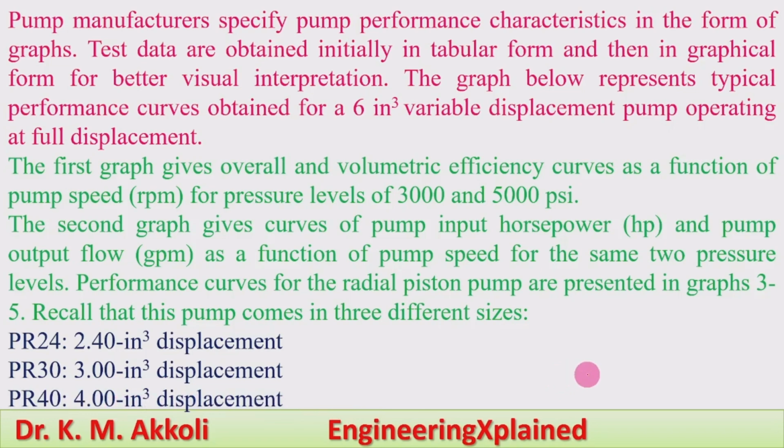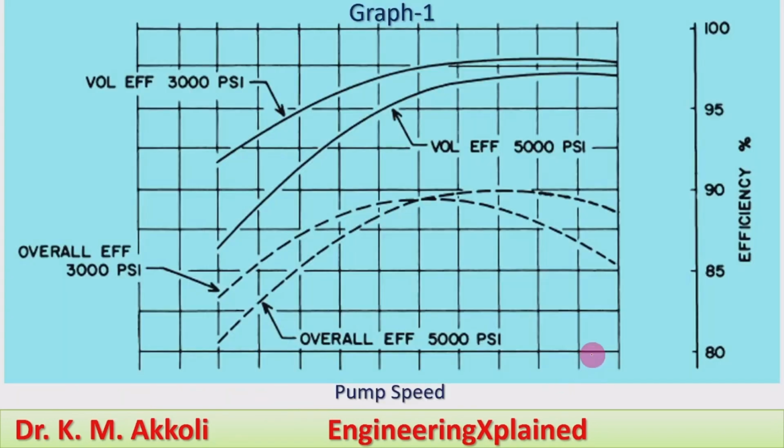Now we'll take the first curve, where the pump's speed is plotted against the efficiencies at 3000 and 5000 psi pressure. First we'll take the volumetric efficiency. For the 3000 psi pressure, initially it is low and gradually it increases, reaches a maximum, and that level is maintained.